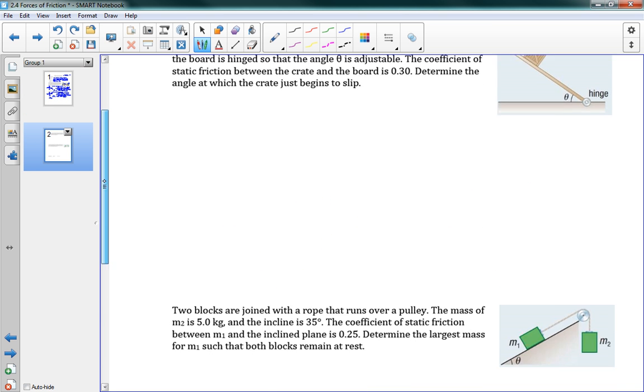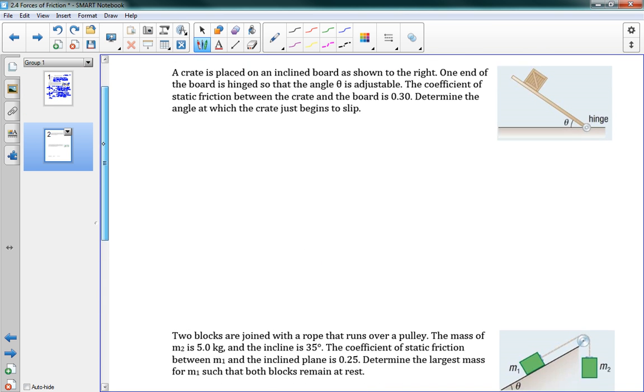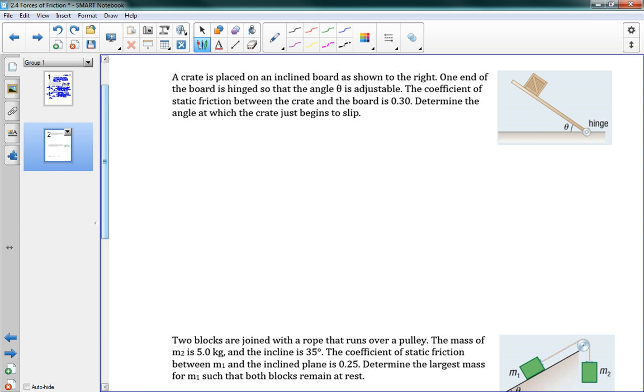Good. Number 2, or page 2 here, we're going to look at a few more problems. So this says a crate is placed on an inclined board as shown to the right. One end of the board is hinged so that the angle theta is adjustable. The coefficient of static friction between the crate and the board is 0.3, and to determine the angle at which the crate just begins to slip.